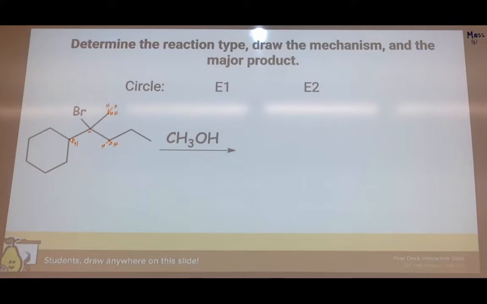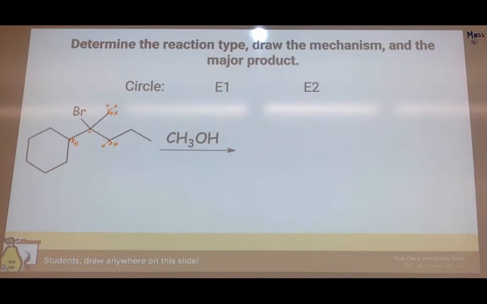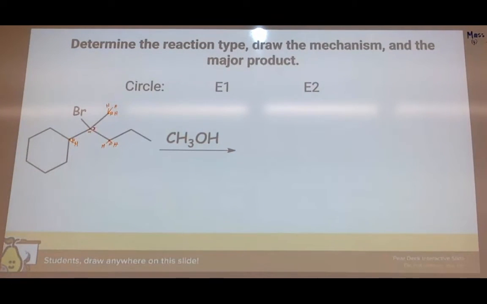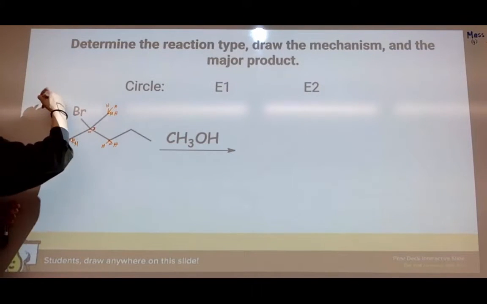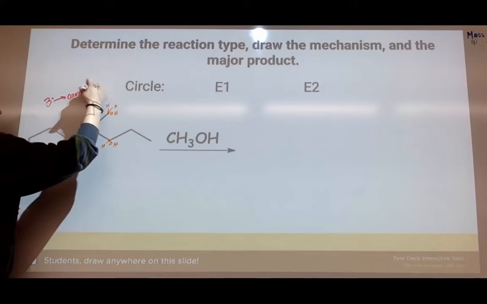Now, what is the degree of substitution for the alpha carbon? How many other carbons are connected to that alpha? 3. So that's a tertiary alpha carbon. Just knowing that it's a tertiary alpha carbon, is this more likely to go through steps or happen all at once? Go through steps, because a tertiary alpha carbon is probably going to form a carbocation.